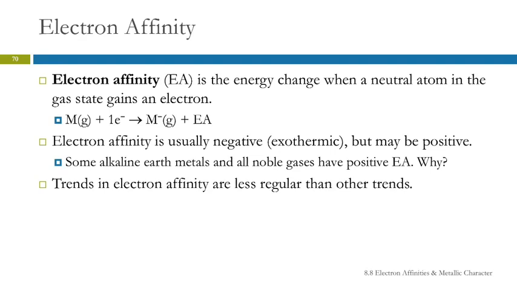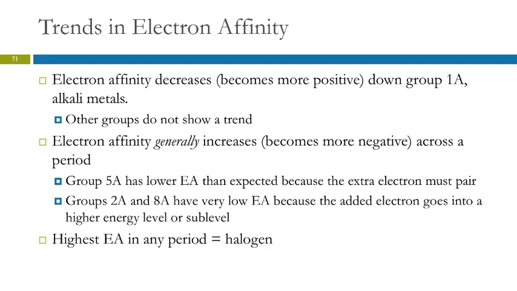The trends in electron affinity are less regular than other trends. So these are really kind of vague. The best trend is that electron affinity decreases, becoming more positive as you go down group 1A. In other groups, we don't see a trend up and down like that. Electron affinity will generally become more negative. It will increase as we go across a period.